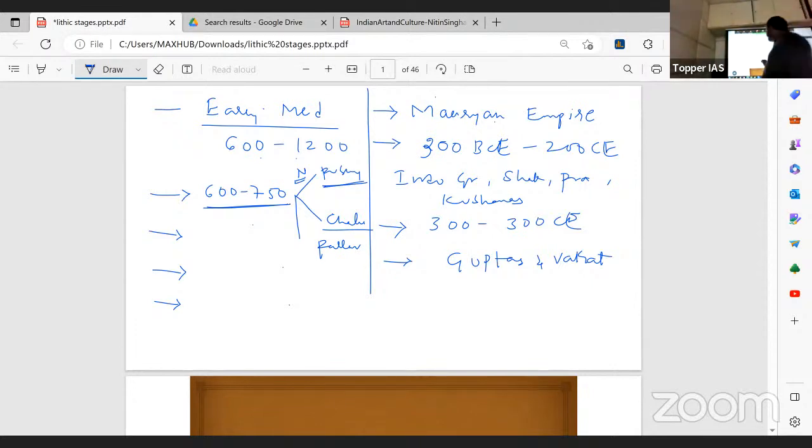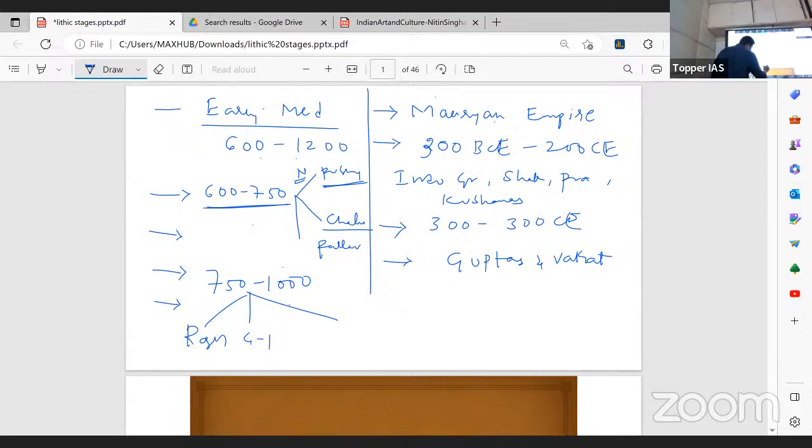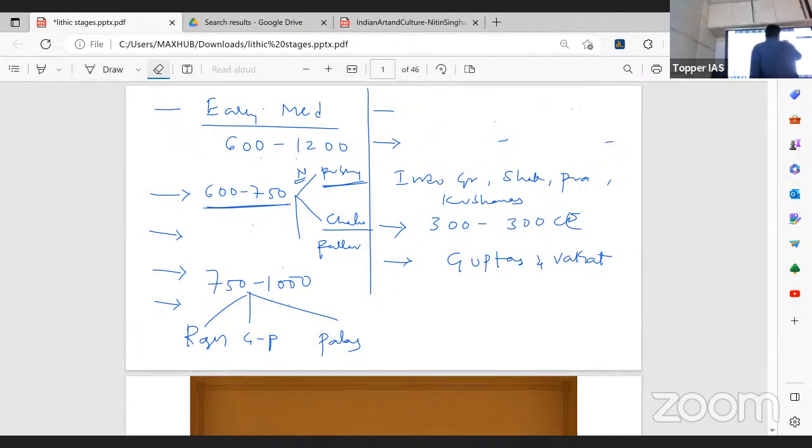Okay, so then 750 to 1000. Right, it was called as the period of tripartite struggle. That means there were three kingdoms. So 3 dynasties, right? So they were fighting among themselves. Okay, right? So one was Rashtrakuta, Gurjara Pratihara, and Palas. Okay, so Gurjara, Pratihara, and Palas, right? So these 3 kingdoms, they were fighting among themselves. So that's why it is called as the tripartite struggle. 750 to 1000.